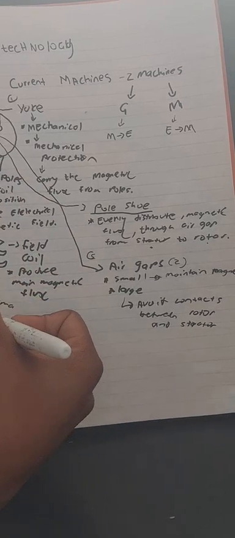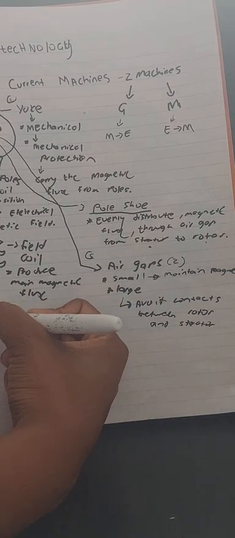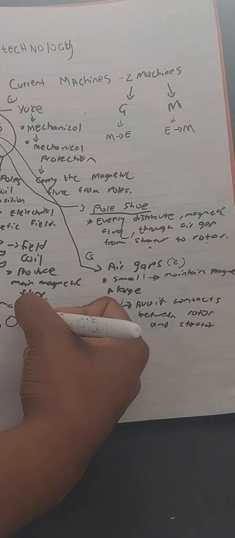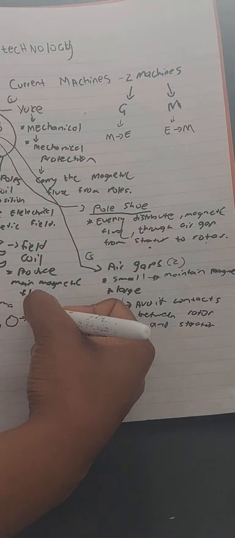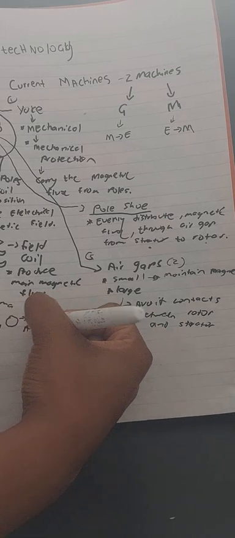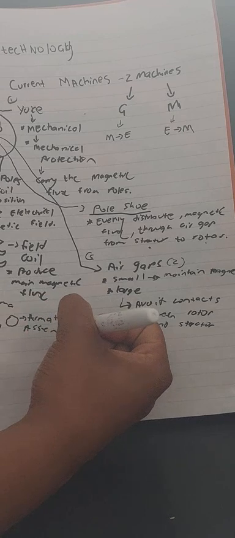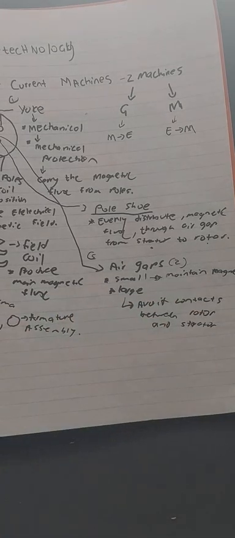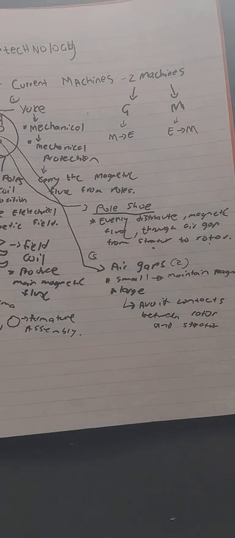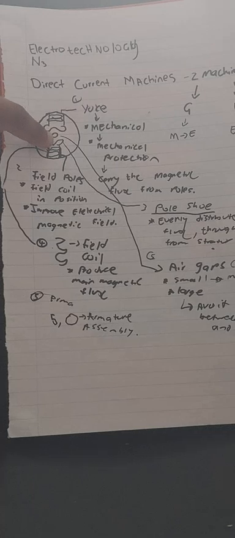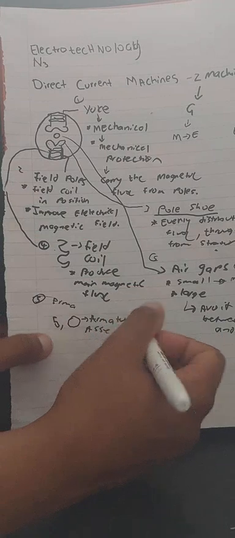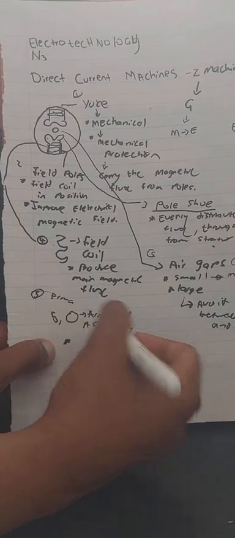Let me just write it here. Number 5. We have this dot that represents armature assembly. This dot represents the armature assembly. So what is the function of the armature assembly?